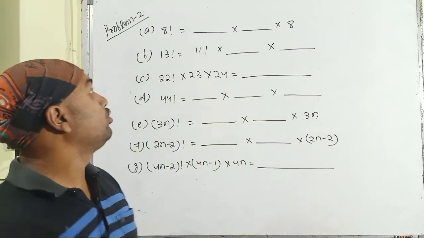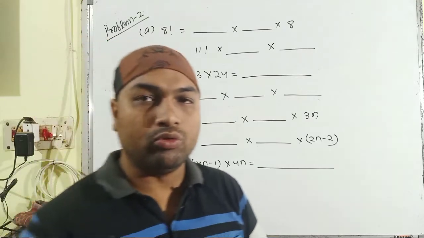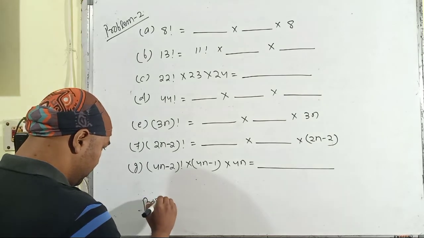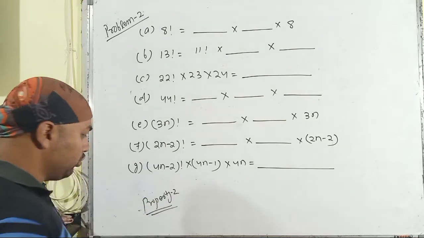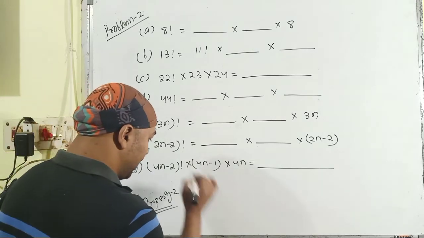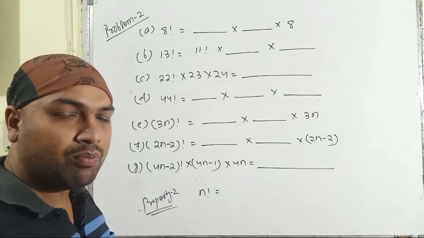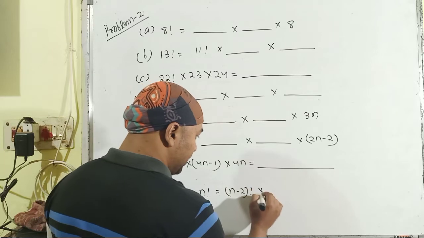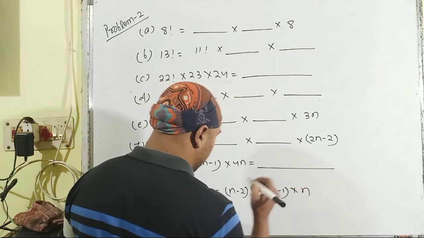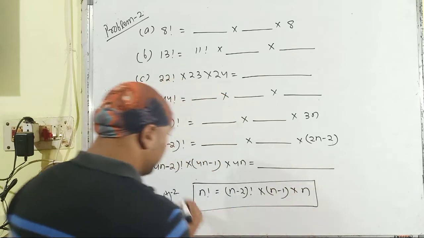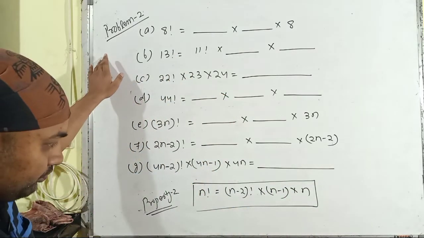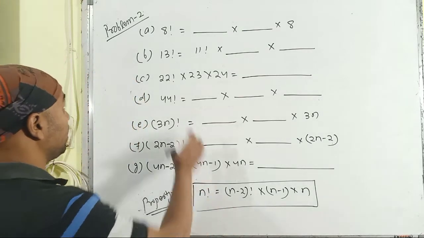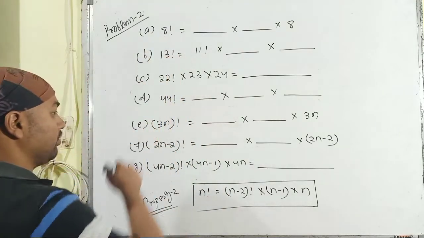Here is problem number 2, and all of its bits are based upon property number 2 of the factorial topic. What does property 2 tell us? Property 2 tells us that n factorial can be expressed as the multiplication of 3 terms: factorial of n minus 2, multiplied with n minus 1, multiplied with n. All of the problems of problem number 2 are based upon this fundamental property. So using this property, let us solve the given problems.